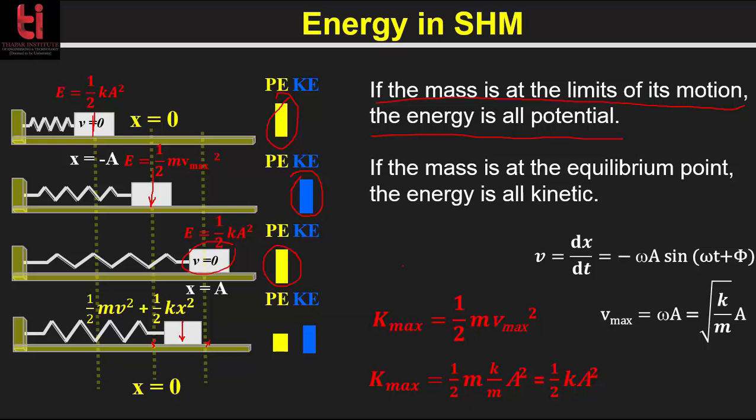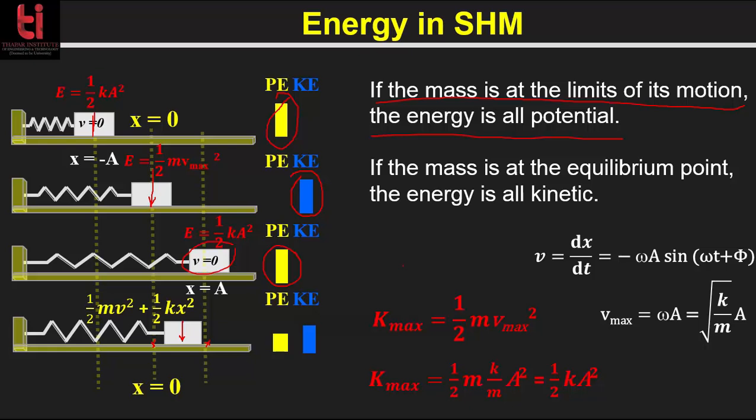Now we will derive the maximum value of the kinetic energy. The value of the kinetic energy is equal to half mv squared. When V is maximum, we will get the maximum value of the kinetic energy, so that will be equal to half m v max squared.